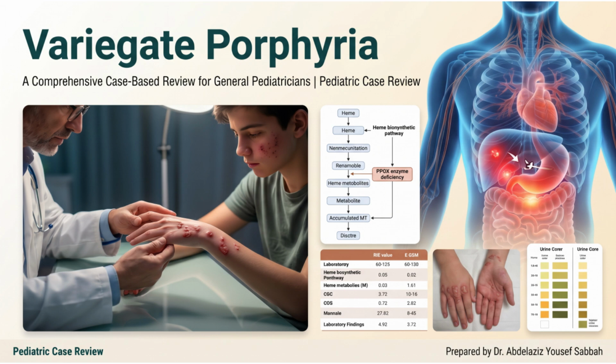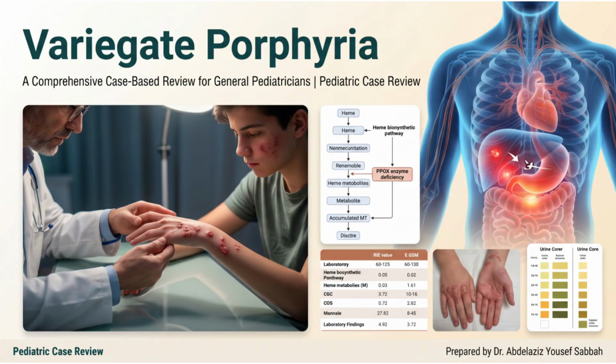Today we present a comprehensive case-based review of Variegate Porphyria, designed for general pediatricians in active clinical practice. Variegate Porphyria is an acute hepatic porphyria with a distinctive mixed phenotype, combining acute neurovisceral attacks with cutaneous photosensitivity. Across this lecture, we will work through 13 carefully constructed clinical cases.